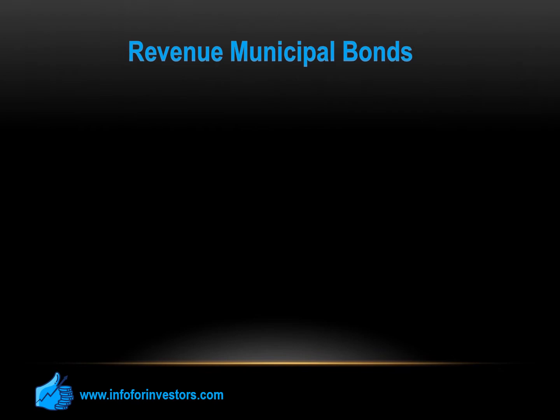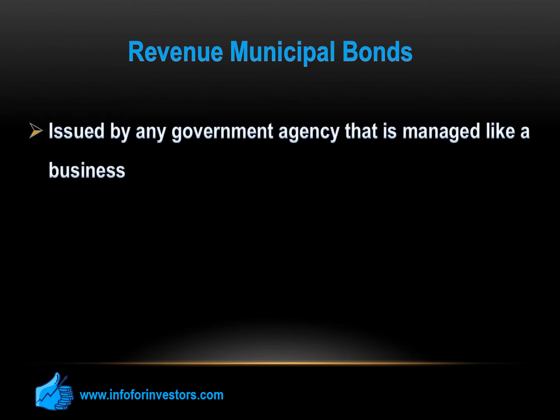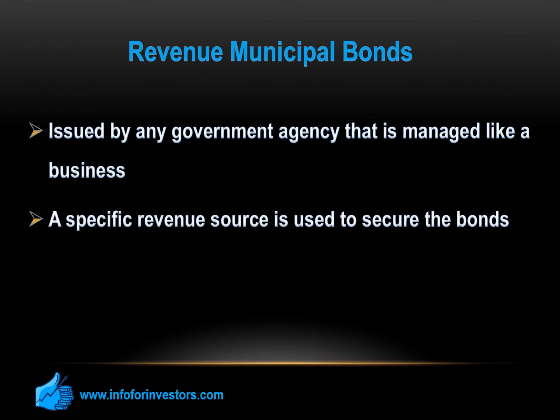Revenue municipal bonds. Revenue municipal bonds can be issued by any government agency that is managed like a business. Examples would be the local water district or a public transportation authority. The entities must have their own operating revenues that match against their operating costs. A specific revenue source is used to secure the bonds. This will come from the project that the bonds will finance.